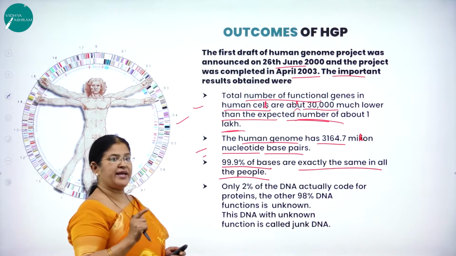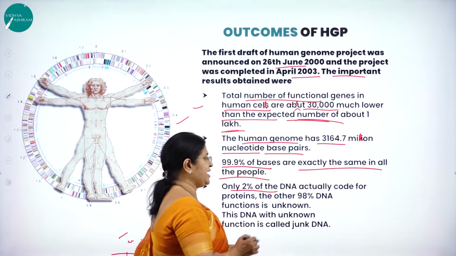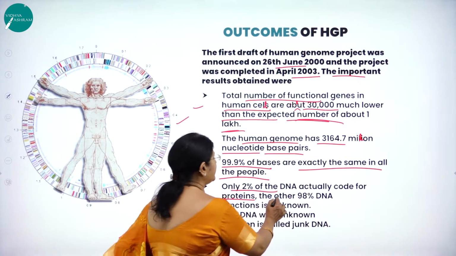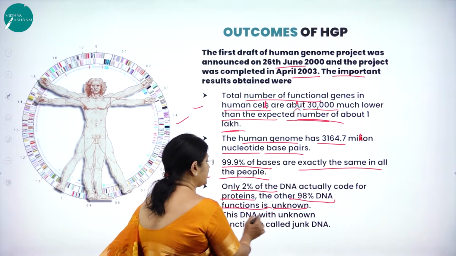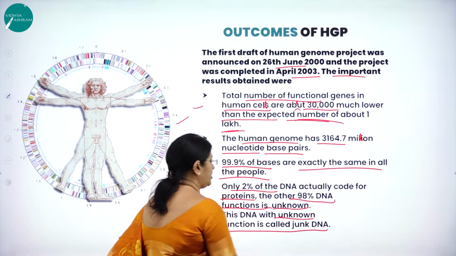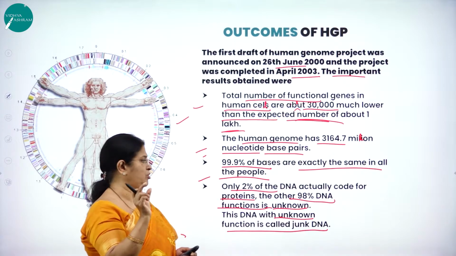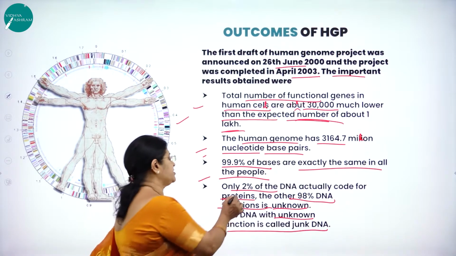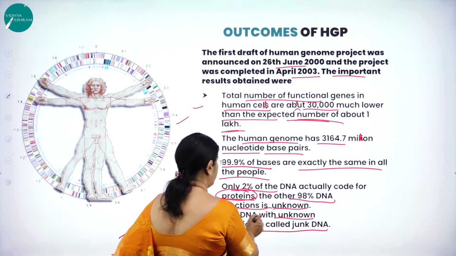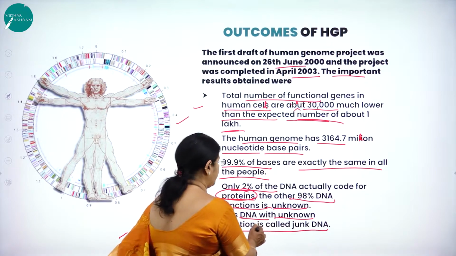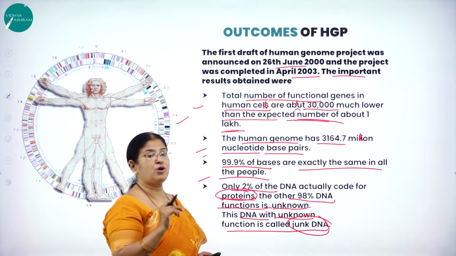99.9% bases are exactly the same in all the people. Only 2% of the DNA actually codes for proteins. The other 98% of DNA has what is known as unknown function. It is called junk DNA. So only 2% of the DNA molecule actually codes for proteins. The remaining sequence of DNA, we call it unknown DNA or DNA with unknown function, called junk DNA, which is the non-coding sequence.